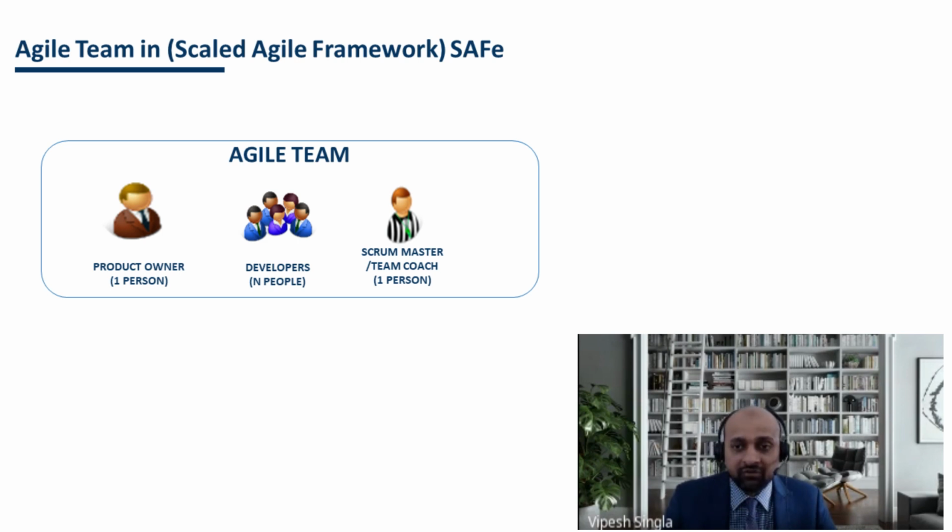So these three sets of people work together to form an agile team, and this team can be of size anywhere between 5 to 11 people.